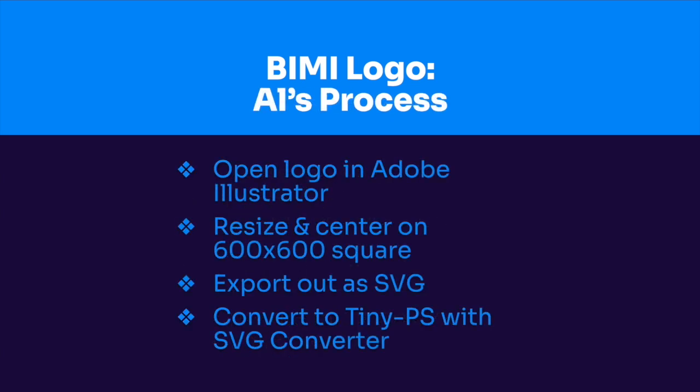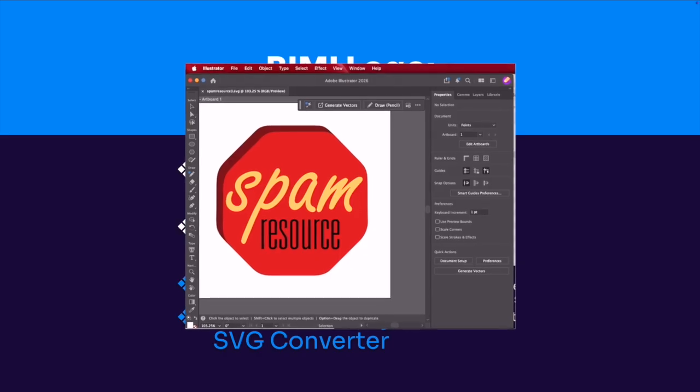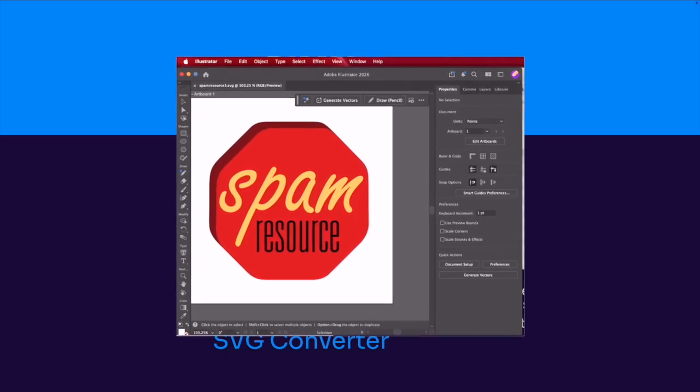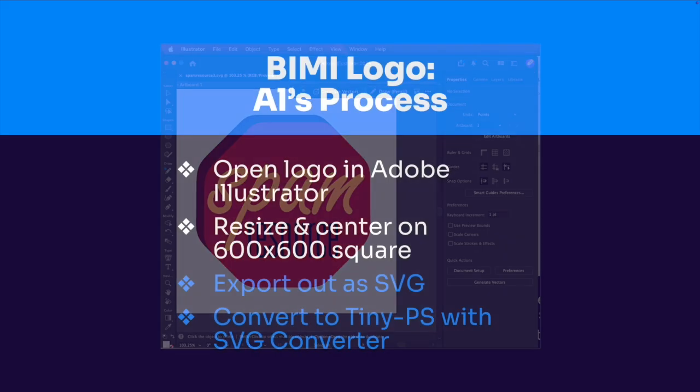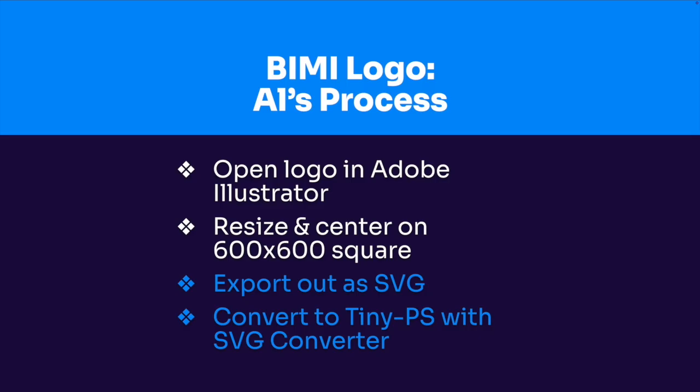The logo creation process looks like this for me. First, I open or create the logo in Adobe Illustrator. I frame the logo in a 600 pixel square area with a white or a solid color background. I place the logo in the square so that it'll look good when shrunken down and displayed in a circle. I export that out to SVG from Adobe Illustrator, and then I use various online tools or apps to convert the SVG to the specific subformat called Tiny PS. I actually use the Mac app SVG Converter most of the time for that, and you can download that from the BIMI Group website.